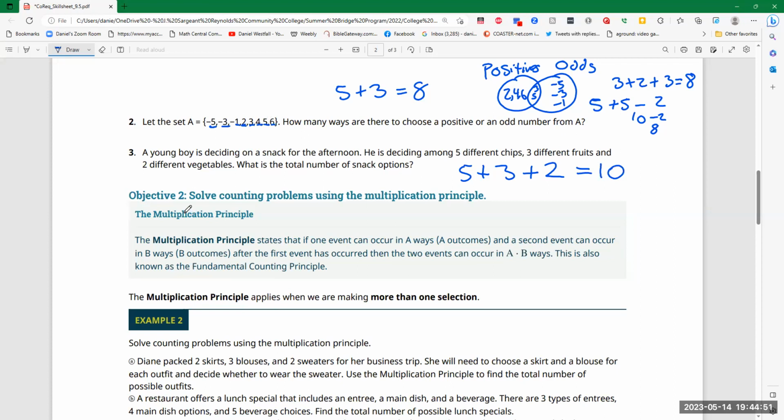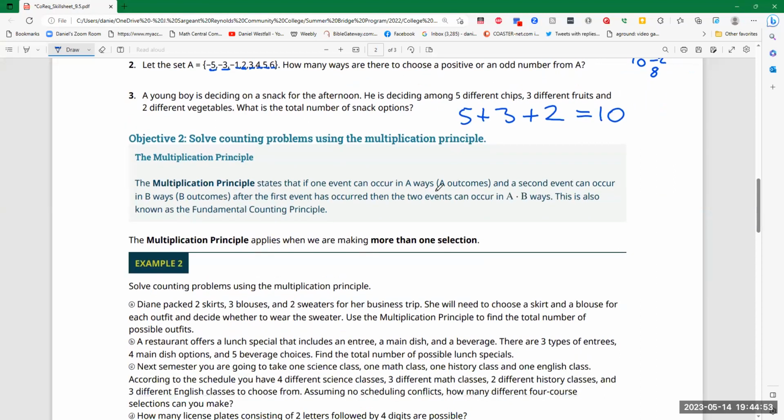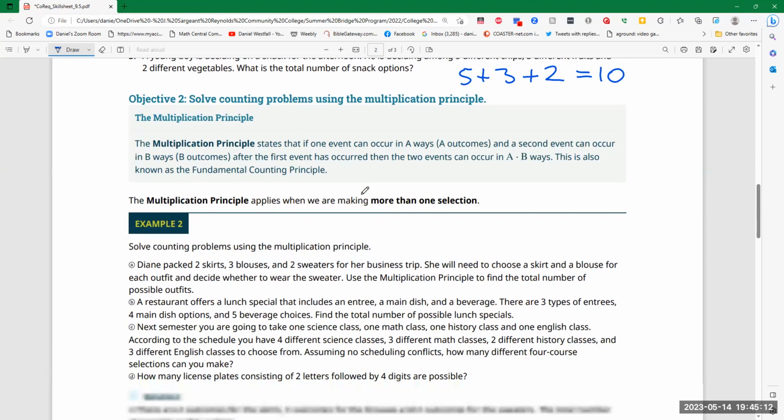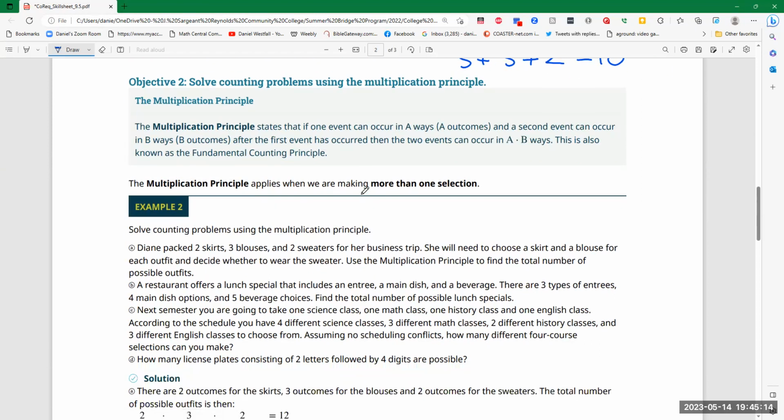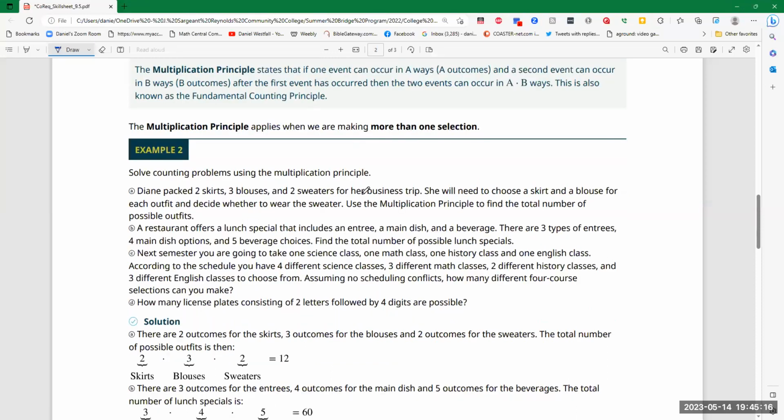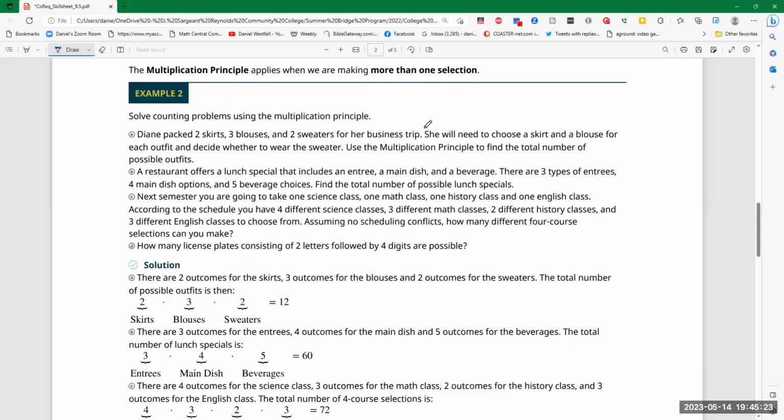The multiplication principle states that if an event can occur in A ways and a second event can occur in B ways, and the first event has occurred, then the 2 events can occur in A times B ways. This is also known as the fundamental counting principle. So this is assuming that the events can both happen, that they're not mutually exclusive, right? So the multiplication principle applies when we are making more than one selection, A, then B, right?